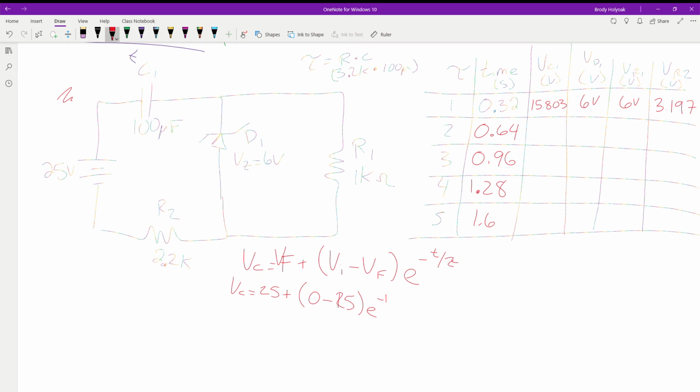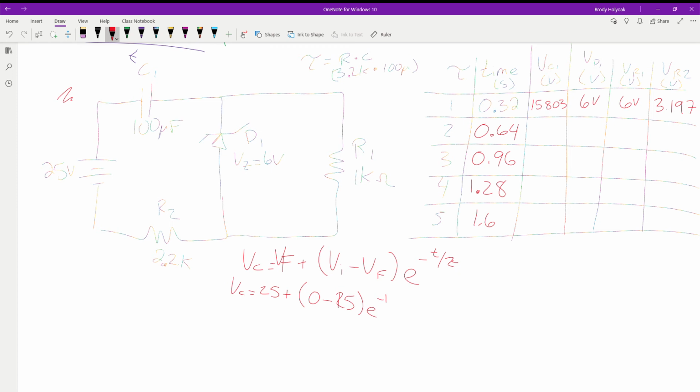The cool thing is, and I will show this with you guys later, I will bring in a scope and a circuit, and we can actually construct this thing and watch it. We can have all the signals displayed at once to watch all these things changing. All right, so at tau equals 1, we have 15.8 volts across the capacitor, 6 volts across the diode and R1, and 3.2 volts essentially dropped across R2.